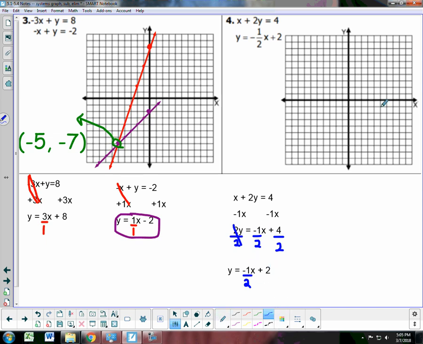Okay, so I'm starting up 2 and negative 1/2 slope. So if I go down 1, I would have to go right 2. And same thing going to the left. Put our line down.